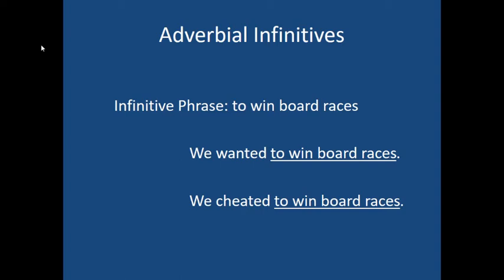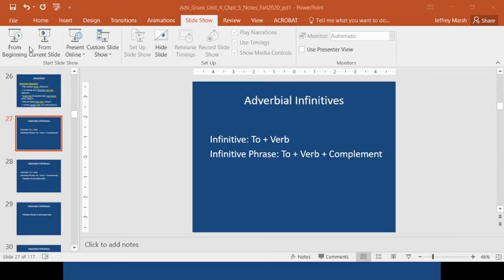When I say we wanted to win board races, that's nominal because it answers the question of what. We wanted what? To win board races. But I'm not saying we cheated what. I seem to be saying we cheated why. And why is an adverb question. So therefore, this infinitive is adverbial. Let's pause and take a look at how the diagram would be different depending on whether it's nominal or adverbial.